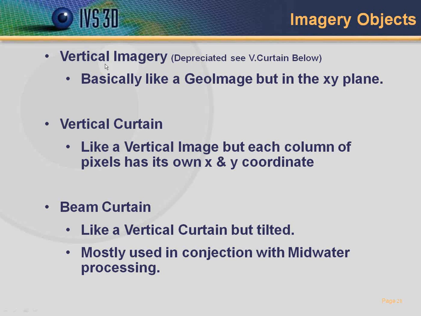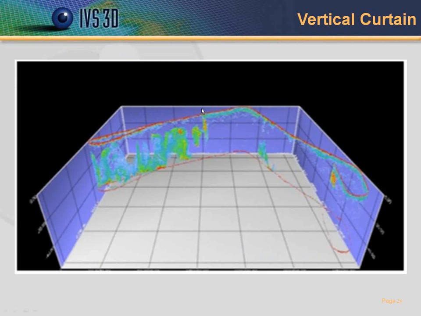The only reason I say deprecated here is that the vertical imagery and vertical curtain are now actually the same object. They used to be two separate objects, but now they're just one. So there's an example of a vertical imagery of midwater data returns, directly under basically the nadir beam. You can see the imagery also has a lot of transparency in it, but where there's data, you can see how it curves around at the end. Basically, the imagery follows the ship track. That's a typical use of the vertical curtain object.